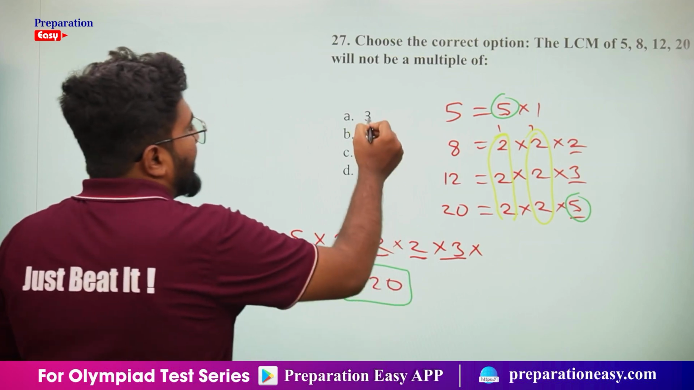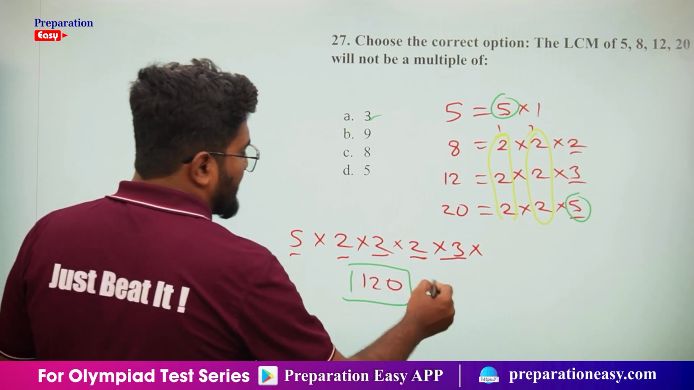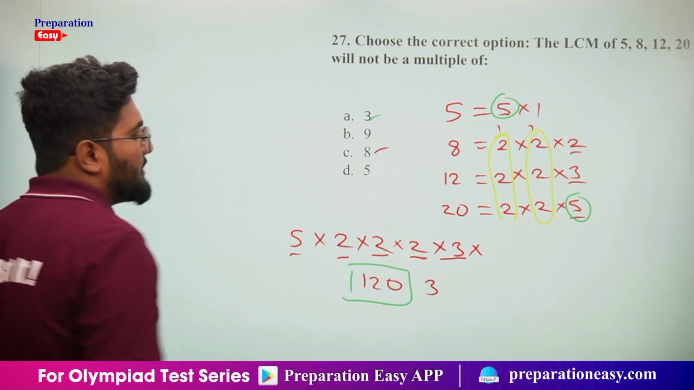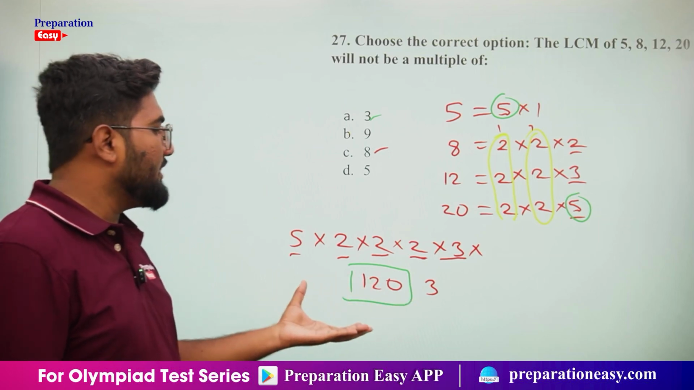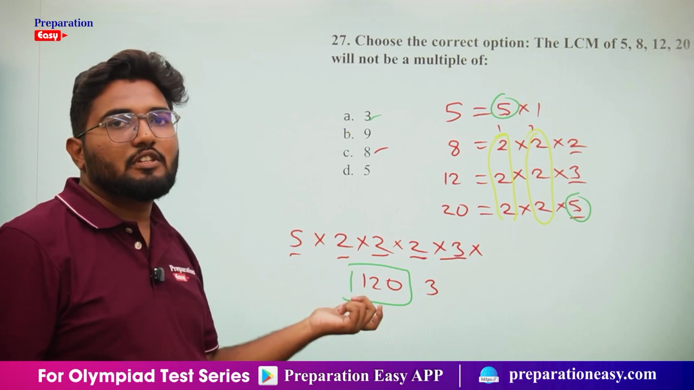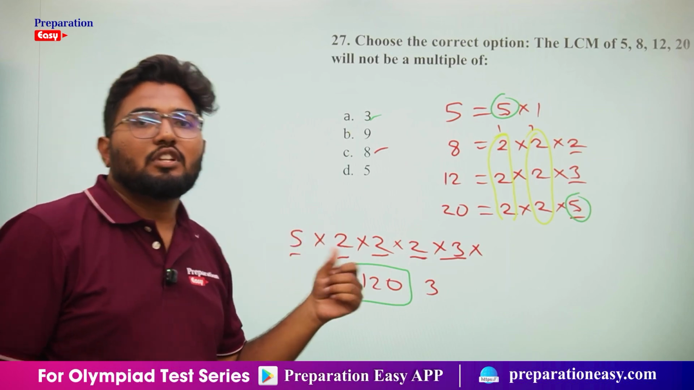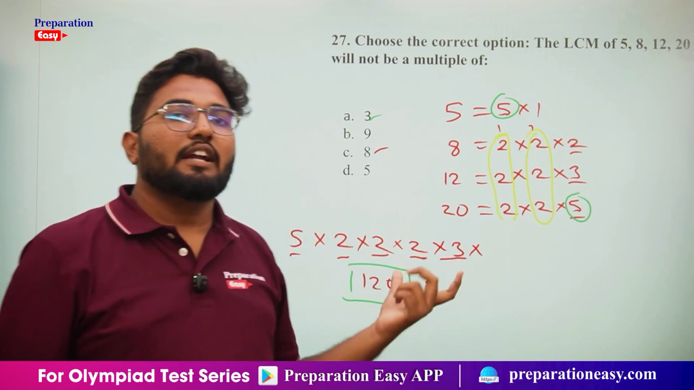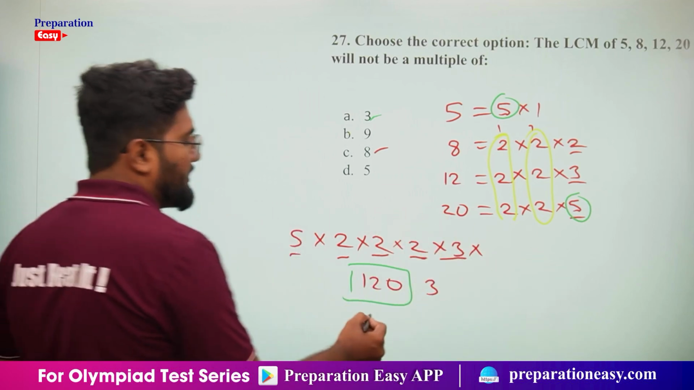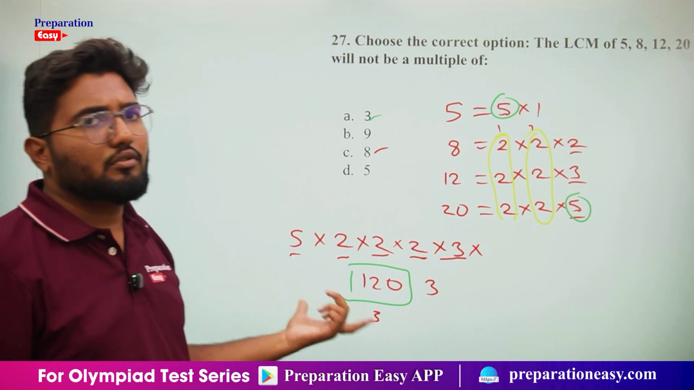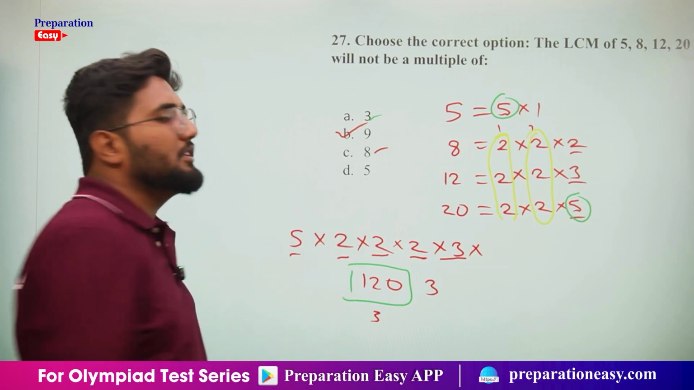Now we will check, is 120 divisible by 3? Yes, because 1 plus 2 is 3, so it is divisible by 3. Is it divisible by 8? Yes, 8 fives are 40, so it is divisible by 8 also. And 5, yes, it is also divisible by 5. Now, is it divisible by 9? What is the divisibility test for 9? The sum of all the digits should be divisible by 9. So 1 plus 2 is 3. Is 3 divisible by 9? No. So the answer is option B, that is 9.